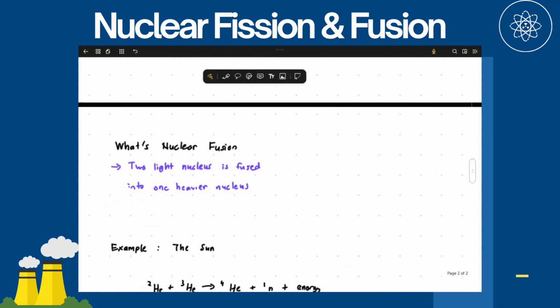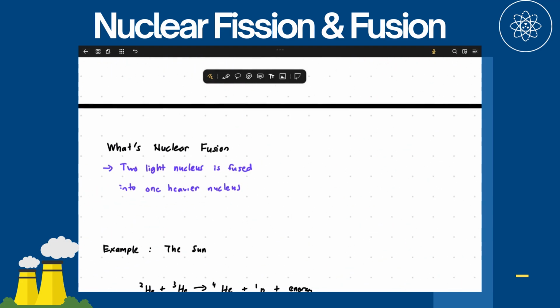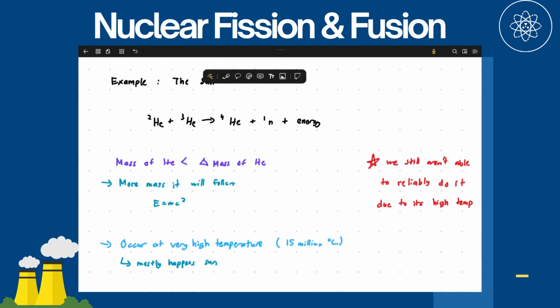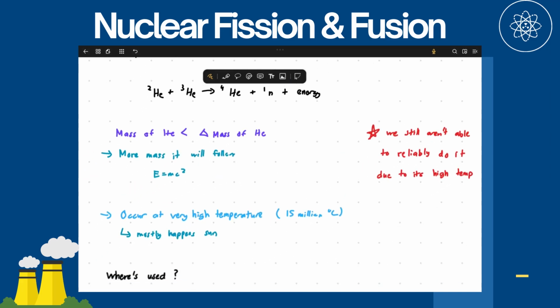Alright, so now I'll explain what is nuclear fusion. It's the reverse effect of it, where 2 nuclei are combined and fused into one heavier nucleus. For example, we can take the sun. Like we have 2 hydrogen, and when they combine, we get helium with 4. This helium will have 4, and we release energy. And the total mass of the reactants is much greater than this one. Hence, more mass, it will still follow E equals mc².